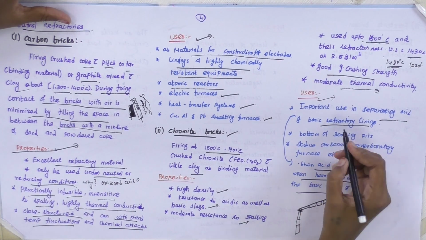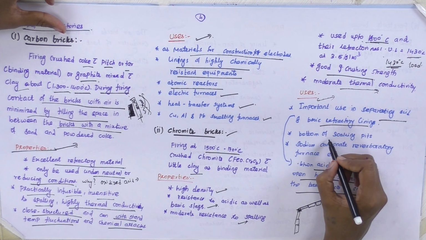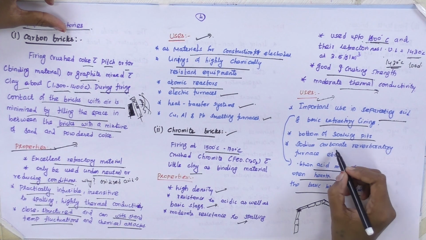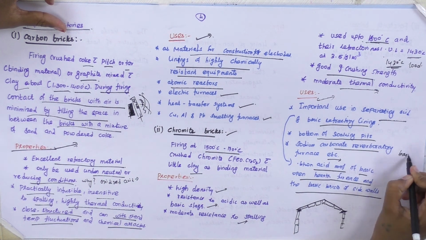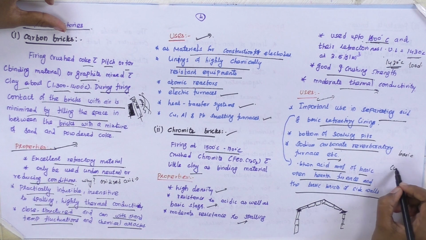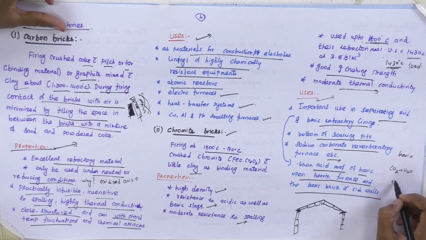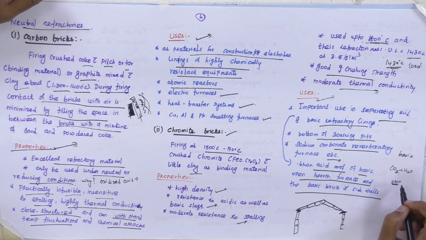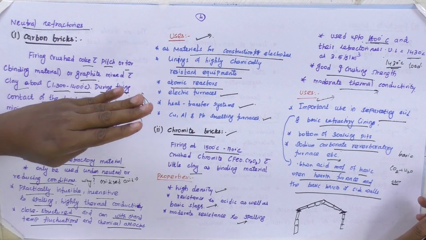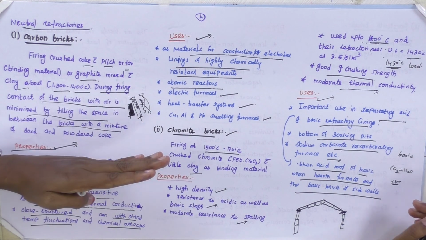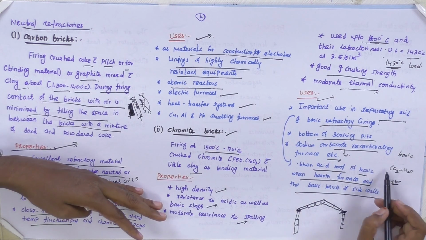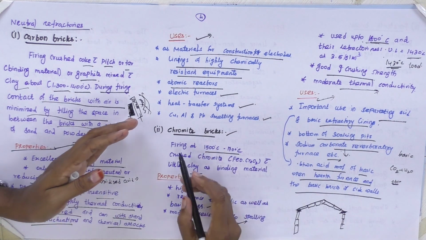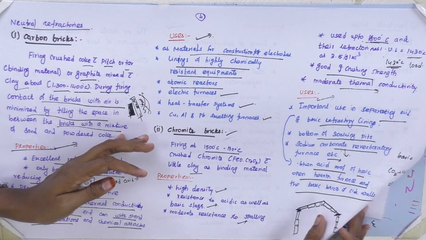Other applications of chromite bricks: it is used in the bottom of soaking pits and also in the sodium carbonate reverberatory furnace. Sodium carbonate is basic in nature, but when it is mixed with water it produces carbonic acid, which is acidic in nature. So both acid and basic refractories cannot be used in a sodium carbonate reverberatory furnace. There we have to use a neutral refractory, and chromite is preferred here.